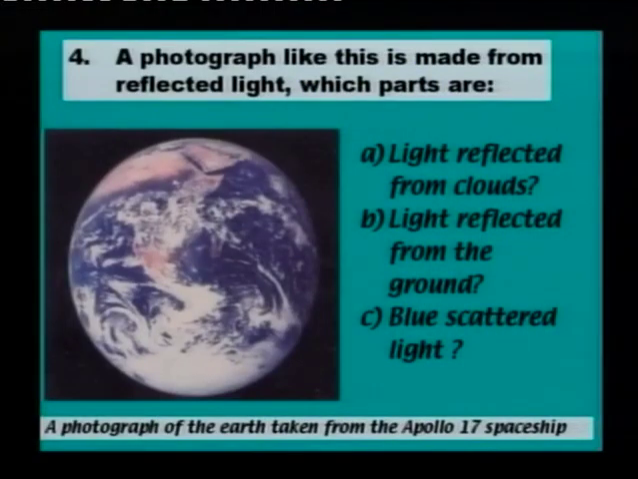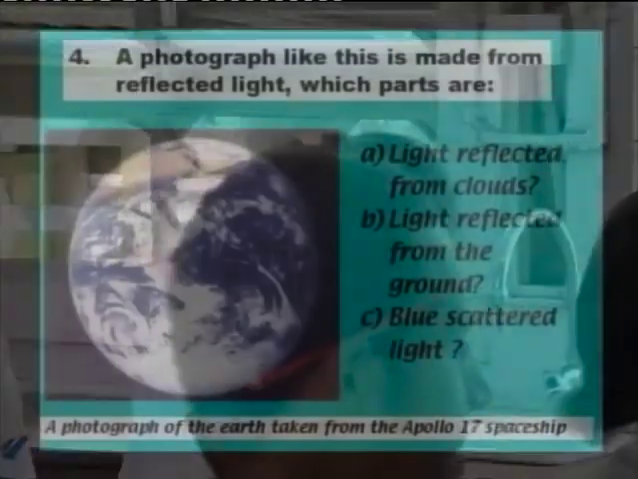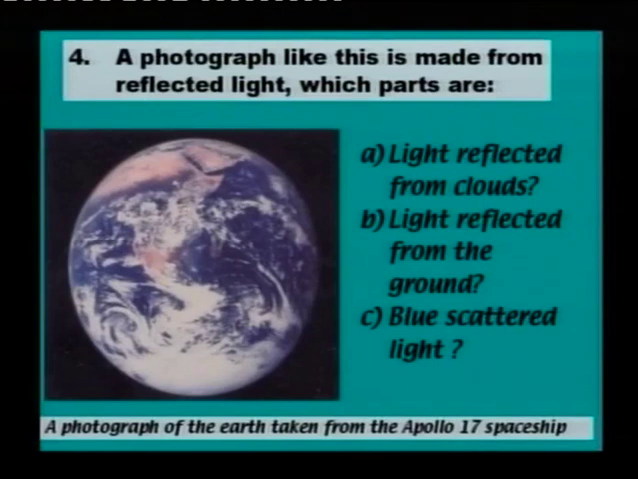Shelley, what do you think the blue scattered light has actually reflected or is showing? The ocean. The ocean or the seas, correct. So the ocean is represented with a blue scattered light. So our answers again: white, light reflected from clouds; brown or red, light reflected from the ground; and the ocean or the sea is the blue scattered light that we can see. Do your corrections.